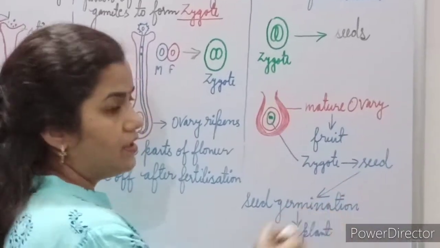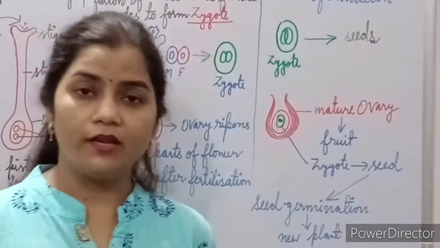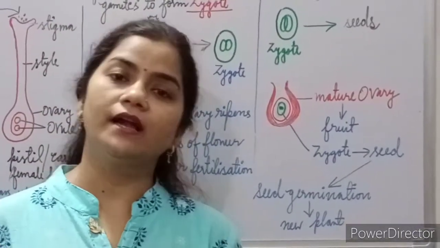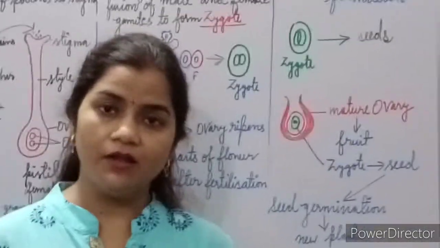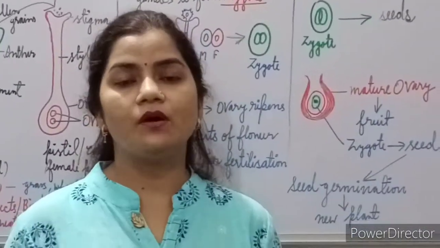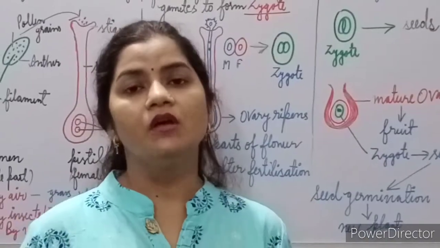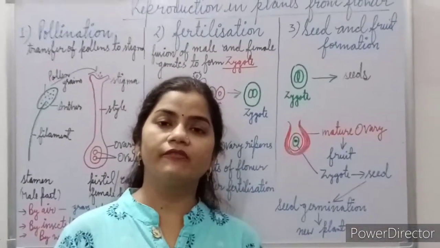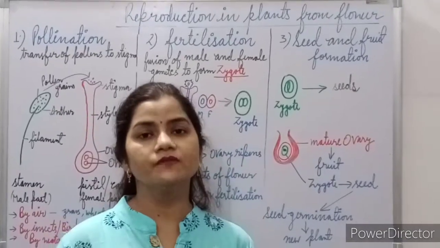When we sow this seed, one more process occurs, which we call seed germination, and after seed germination the new plant grows from the flower. So this is how we have discussed how a new plant grows with the help of the flower. In the next class we will discuss different types of seeds and the process of seed germination.